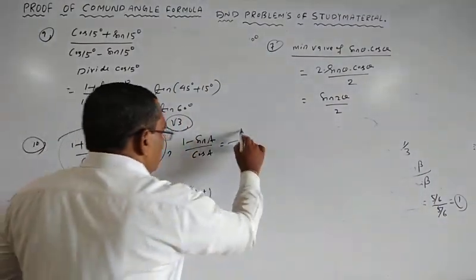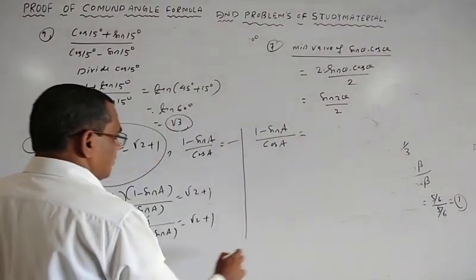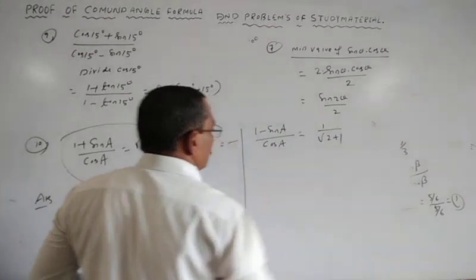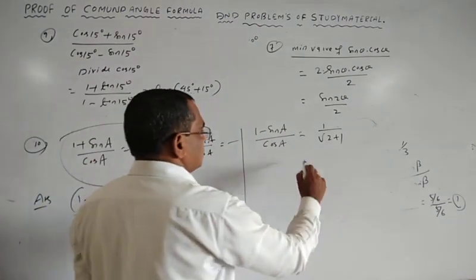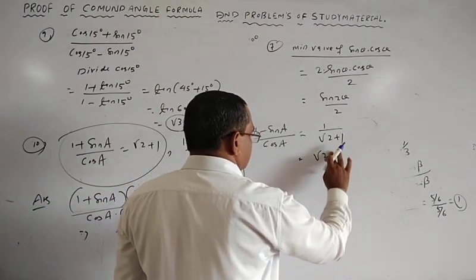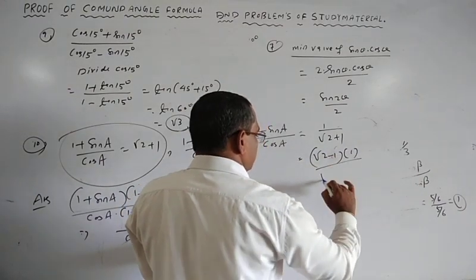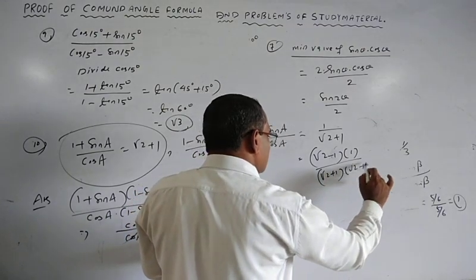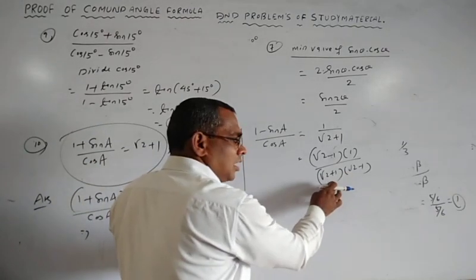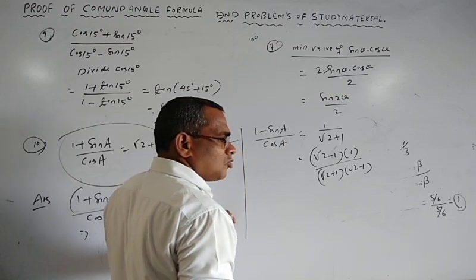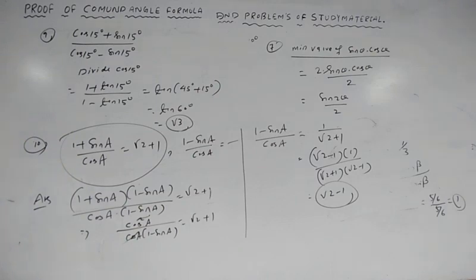So 1 minus sin A by cos A equal to 1 by √2 plus 1. And 1 by √2 plus 1 is equal to √2 minus 1. Multiply by rationalization: √2 minus 1 into 1 by (√2 plus 1) into (√2 minus 1), we multiply both by √2 minus 1. So (√2 plus 1) into (√2 minus 1) means √2 square minus 1, so 2 minus 1 equal 1. So this is equal to √2 minus 1. So 1 minus sin A by cos A is equal to √2 minus 1.